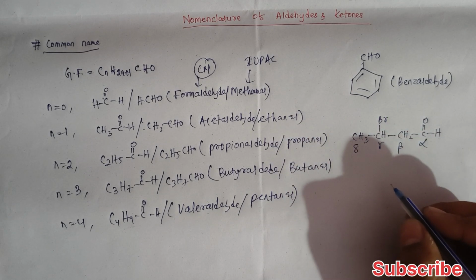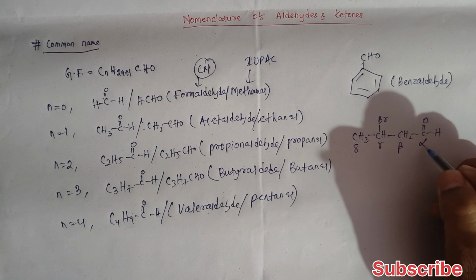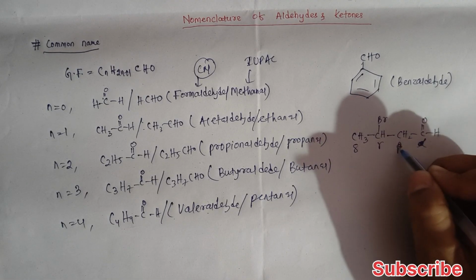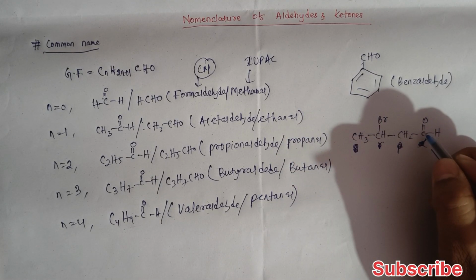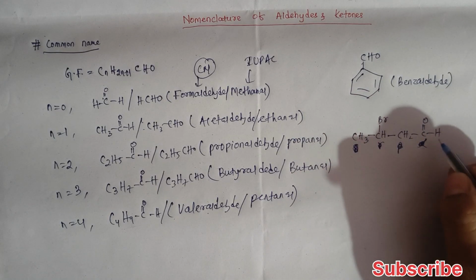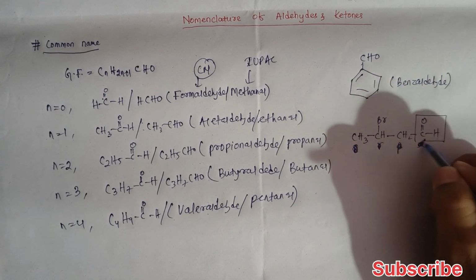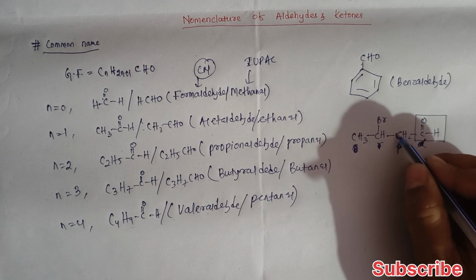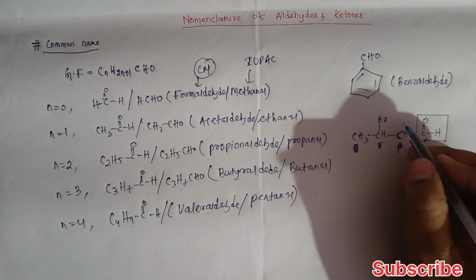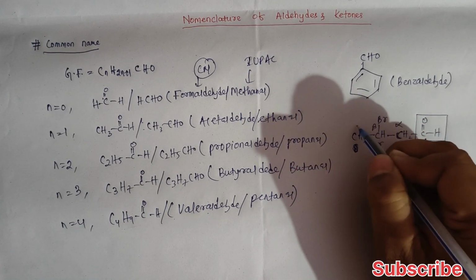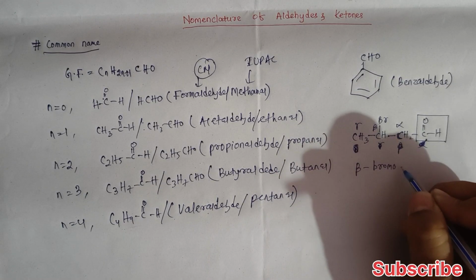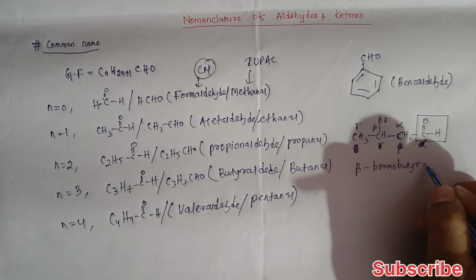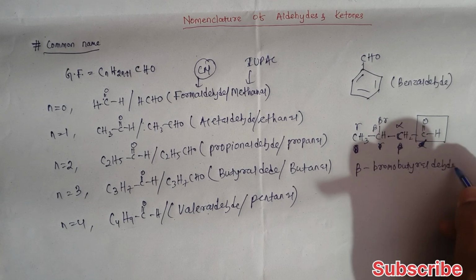Sorry, this is wrong. In IUPAC name we have to count from this carbon atom as 1, 2, 3, 4. But in common name we have to count from the carbon atom attached to the functional group. Functional group is CHO, so that carbon will be alpha. This is beta. This is gamma. So its name will be beta bromo butyraldehyde.